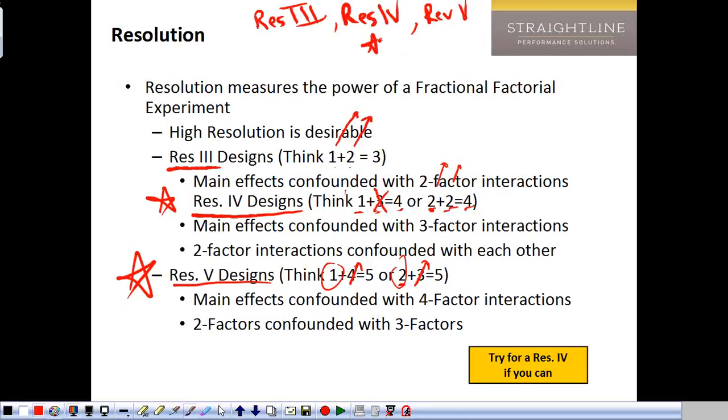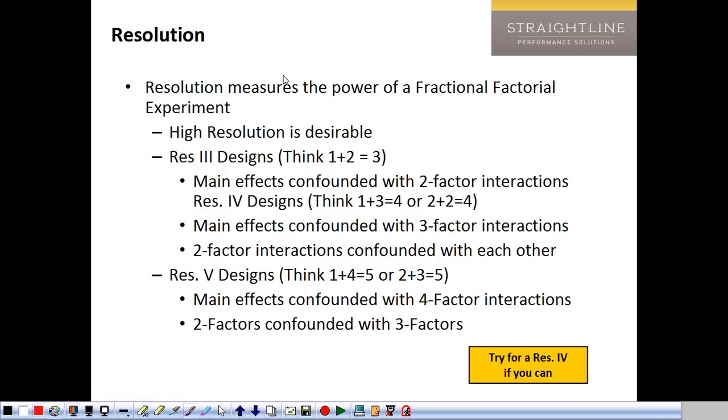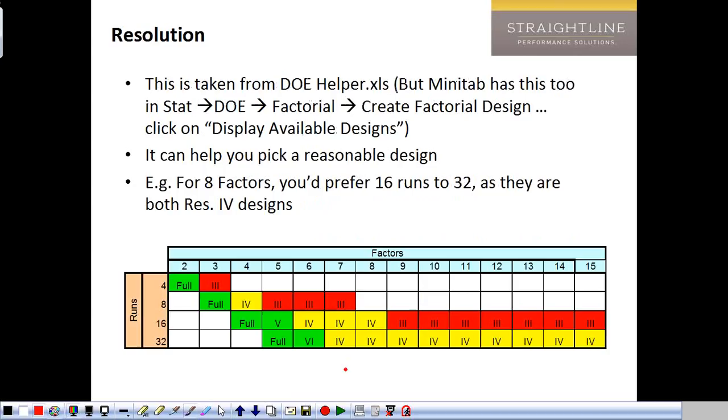If you're going above, if you're going to, say, Res 6, and yes, they exist, or Res 7 or whatever, you're probably wasting money. You're probably wasting cash. And if you're doing Res 3, you're probably wasting cash by running an experiment that's not going to give you what you want. So try and run a Res 4 if you can. Here's a table that you'll see in Minitab as well, and this tells you the number of factors and the number of runs, and it'll say whether it's a Res 3 or 4 or whatever.